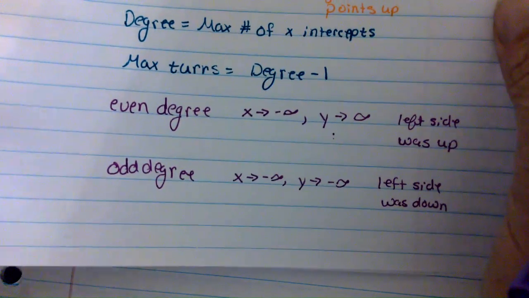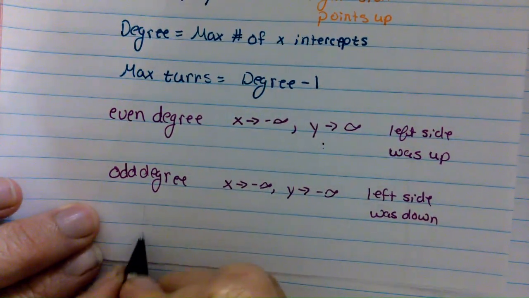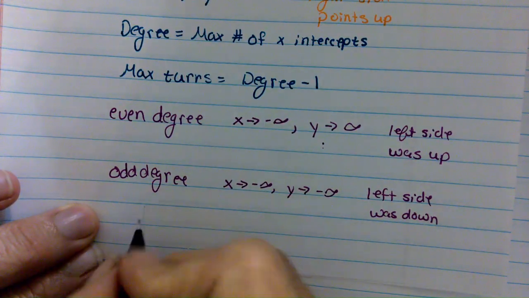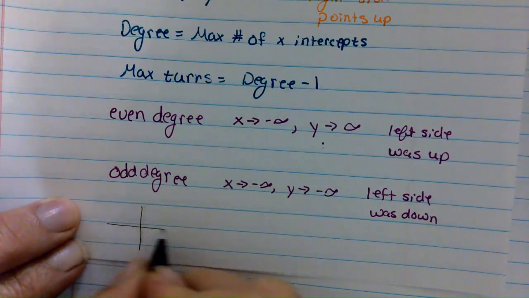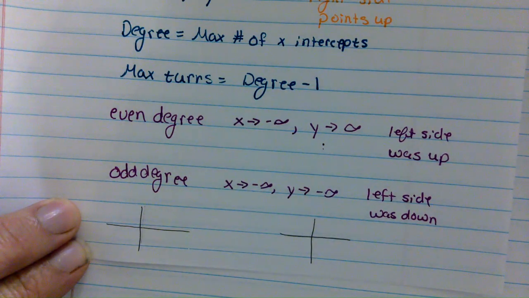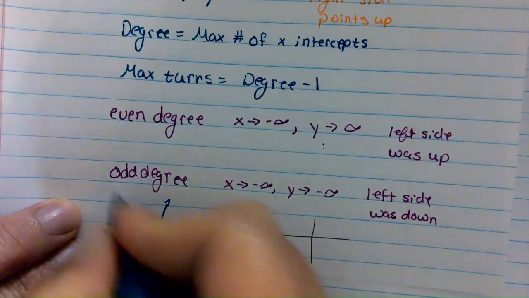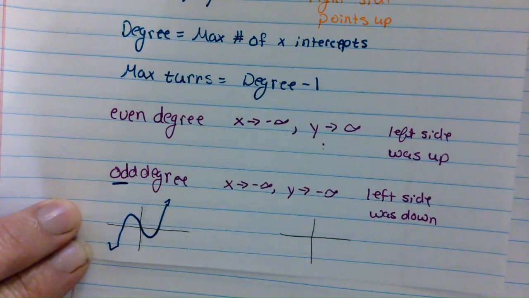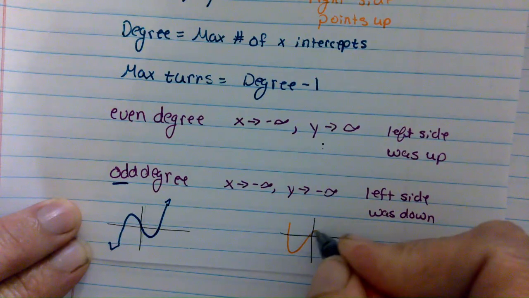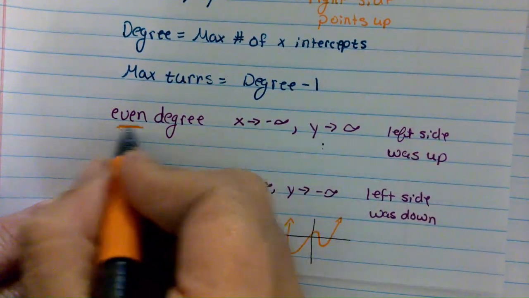If you have trouble writing your end behaviors using that direction approach, there's the odd degree, right? Here's the even, okay?